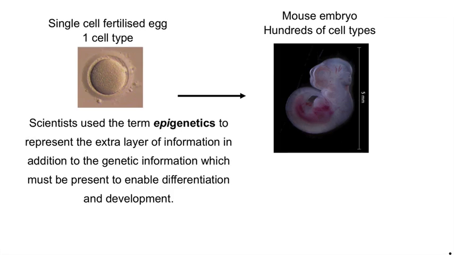So scientists have used this term epigenetics, with the prefix epi just meaning a layer of information on top of the genetic information, just like our epidermis is the outer layer of our skin. So it's this epigenetic information, this additional information, which allows the development and differentiation of the hundreds of different cell types, all from the same set of instructions.